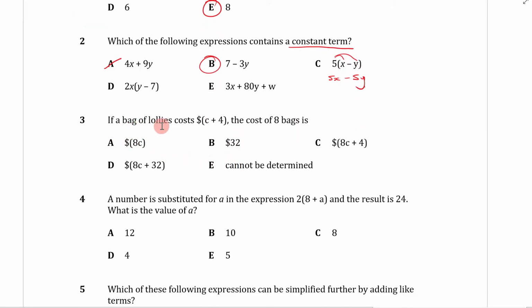Next one, if a bag of lollies costs C plus 4, the cost of 8 bags. Well, if each bag of lollies costs this much, and I'm buying 8 of them, it's going to be 8 times C plus 4. Now, looking at that, that's clearly wrong. This is wrong as well because the 8 should be outside the bracket. Now, this looks promising because if I was to expand this out, I'm going to end up with 8c plus 32. So my answer will be D, and E is not correct.